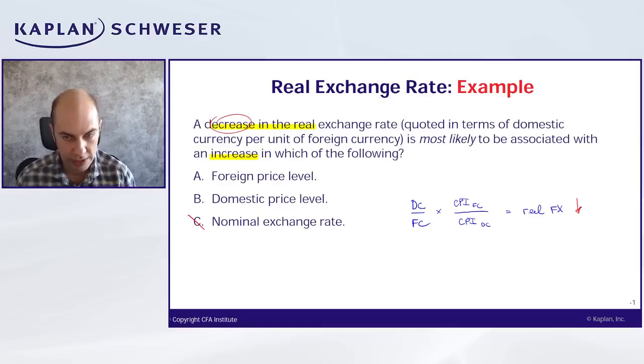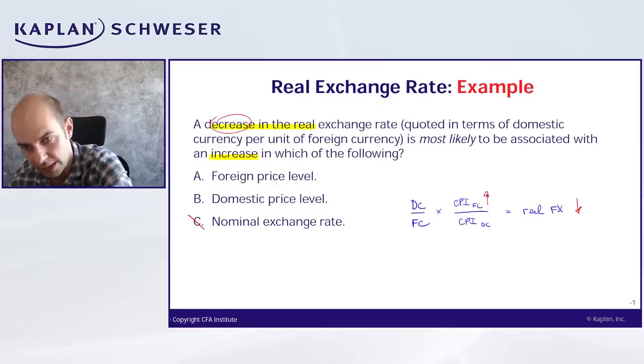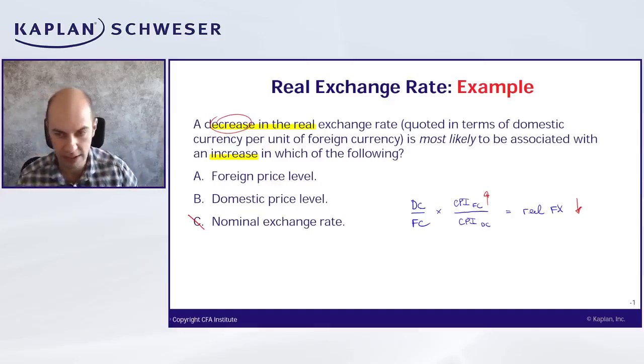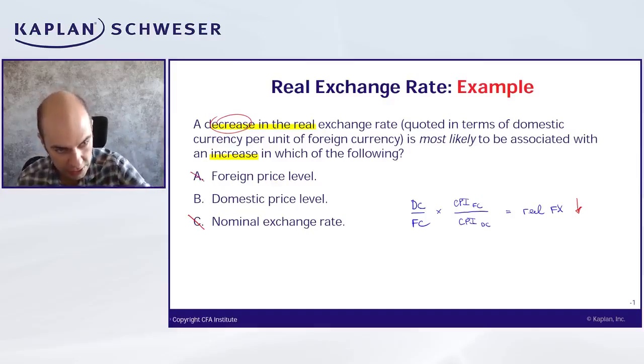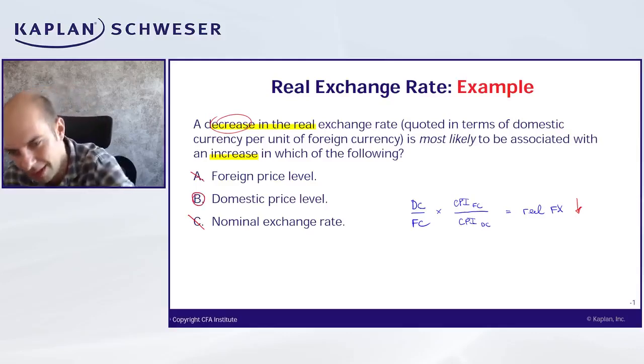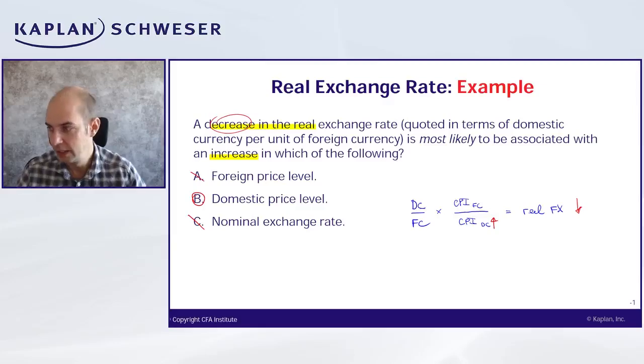Now let's look at an increase in CPI for the foreign currency. If that went up, well, that's multiplied by the nominal exchange rate, and it is in the numerator, so it's going to cause an increase in the real FX, so that can't be right either. So of course we know this is right: domestic price level has to go up, and that here is our denominator, so it's bringing the answer down.